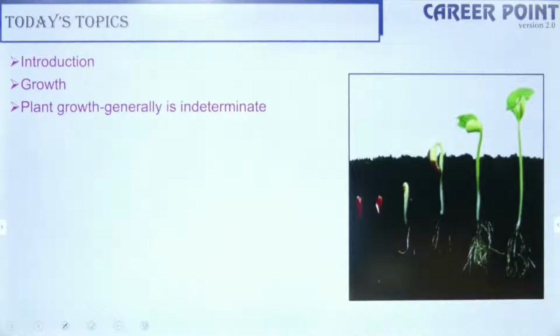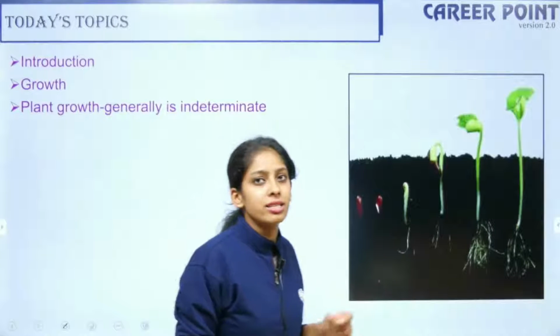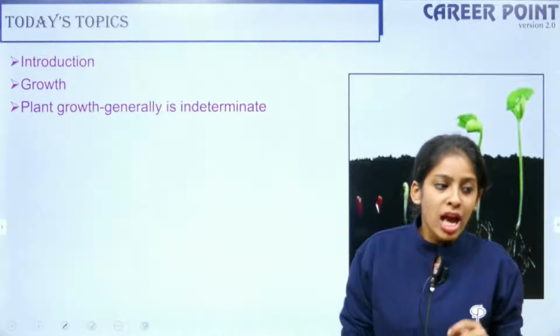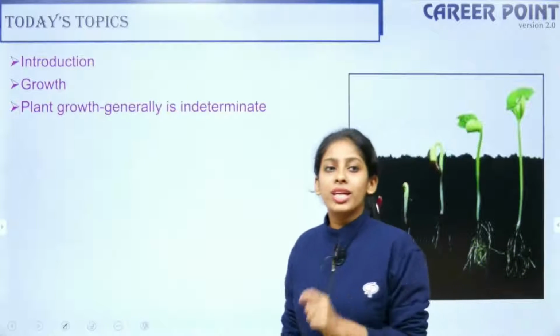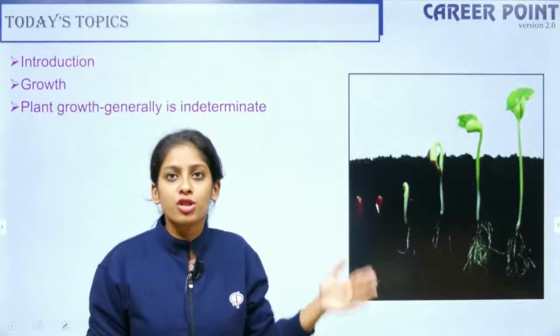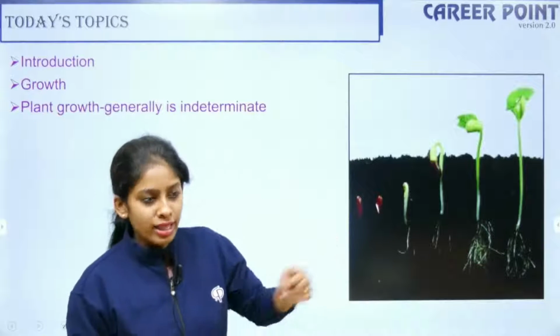So then we defined what is growth. It is an irreversible permanent increase in size of an organ or an individual. So that is known as growth. And plant growth is generally indeterminate because plants retain the ability to grow throughout their life. They do not stop at any point. So they have this ability to divide throughout their life.